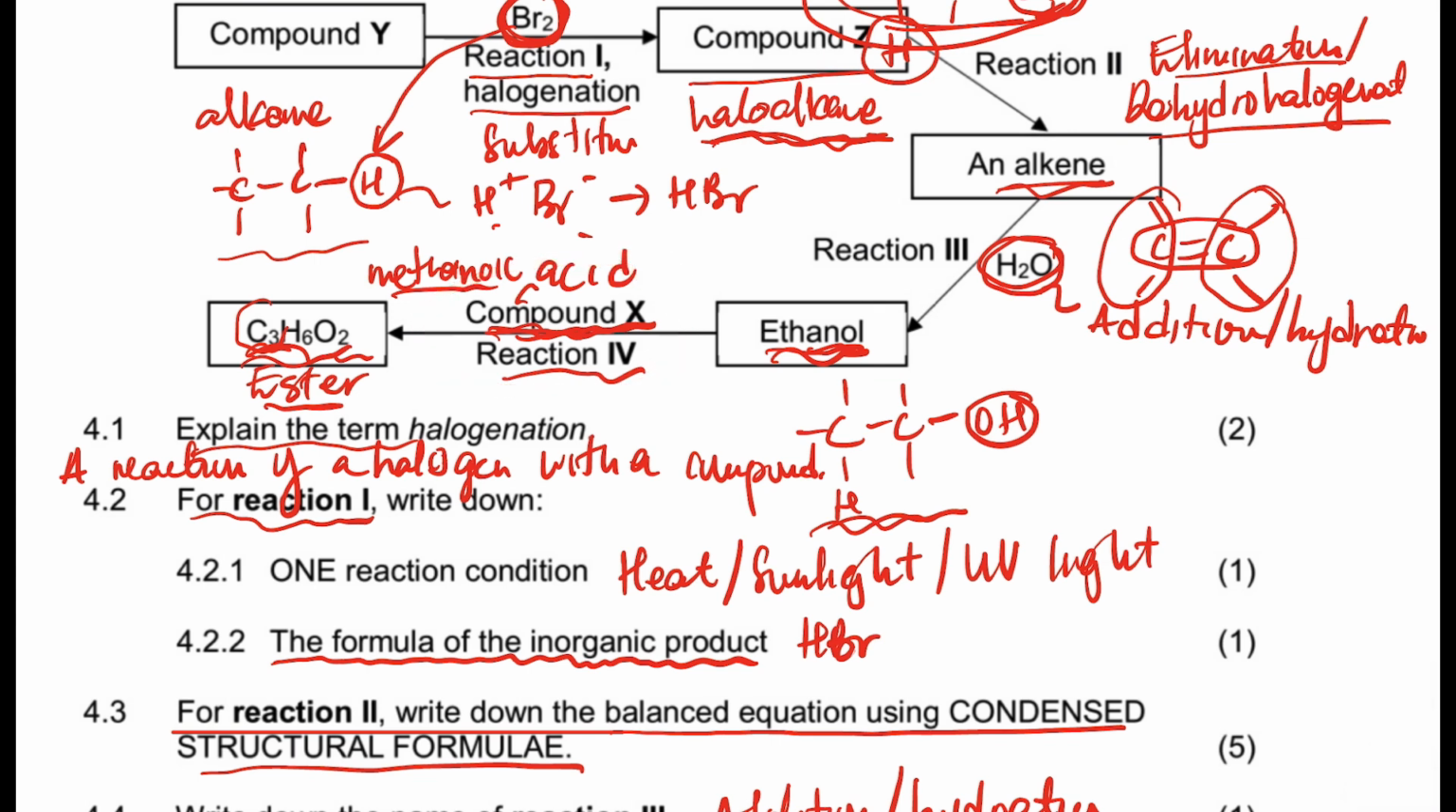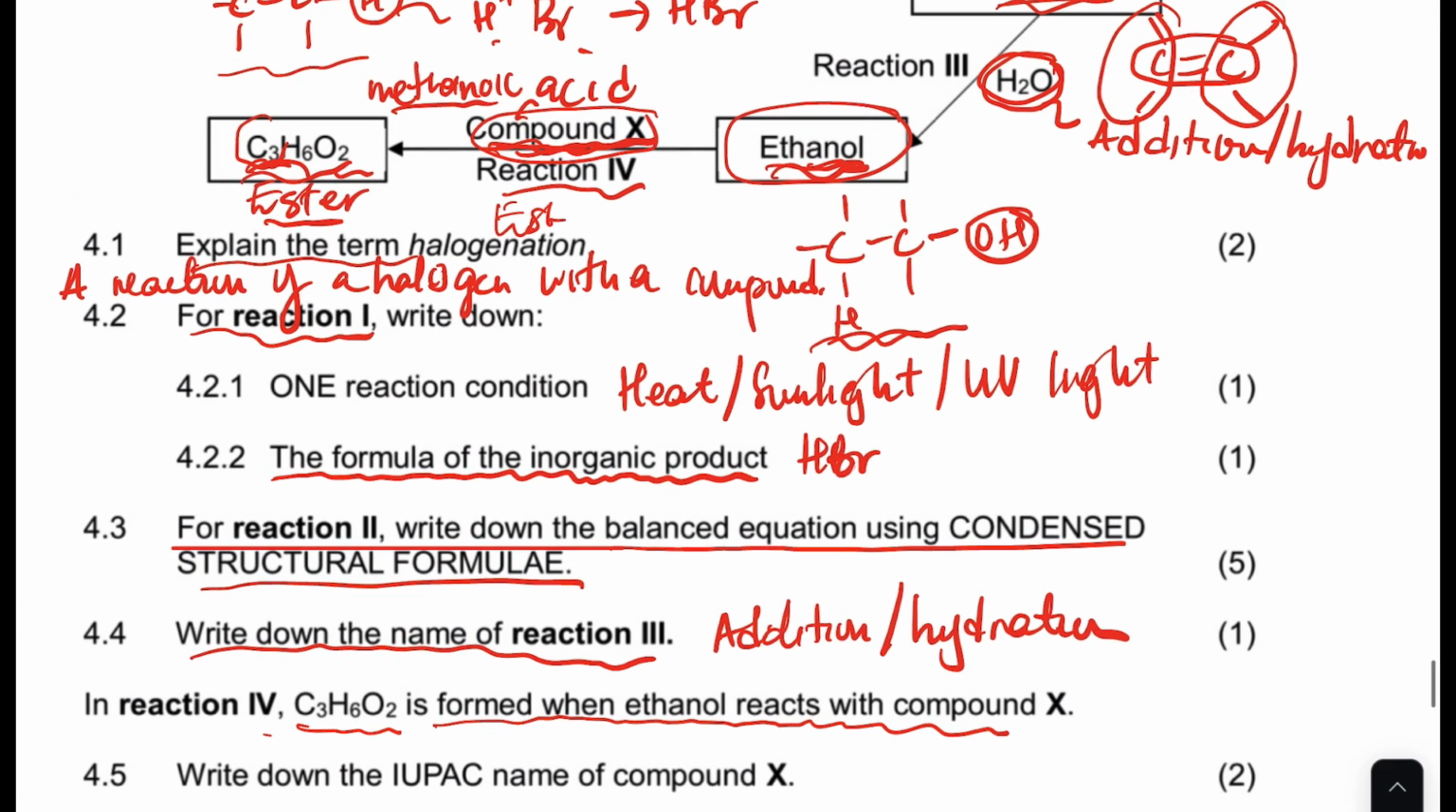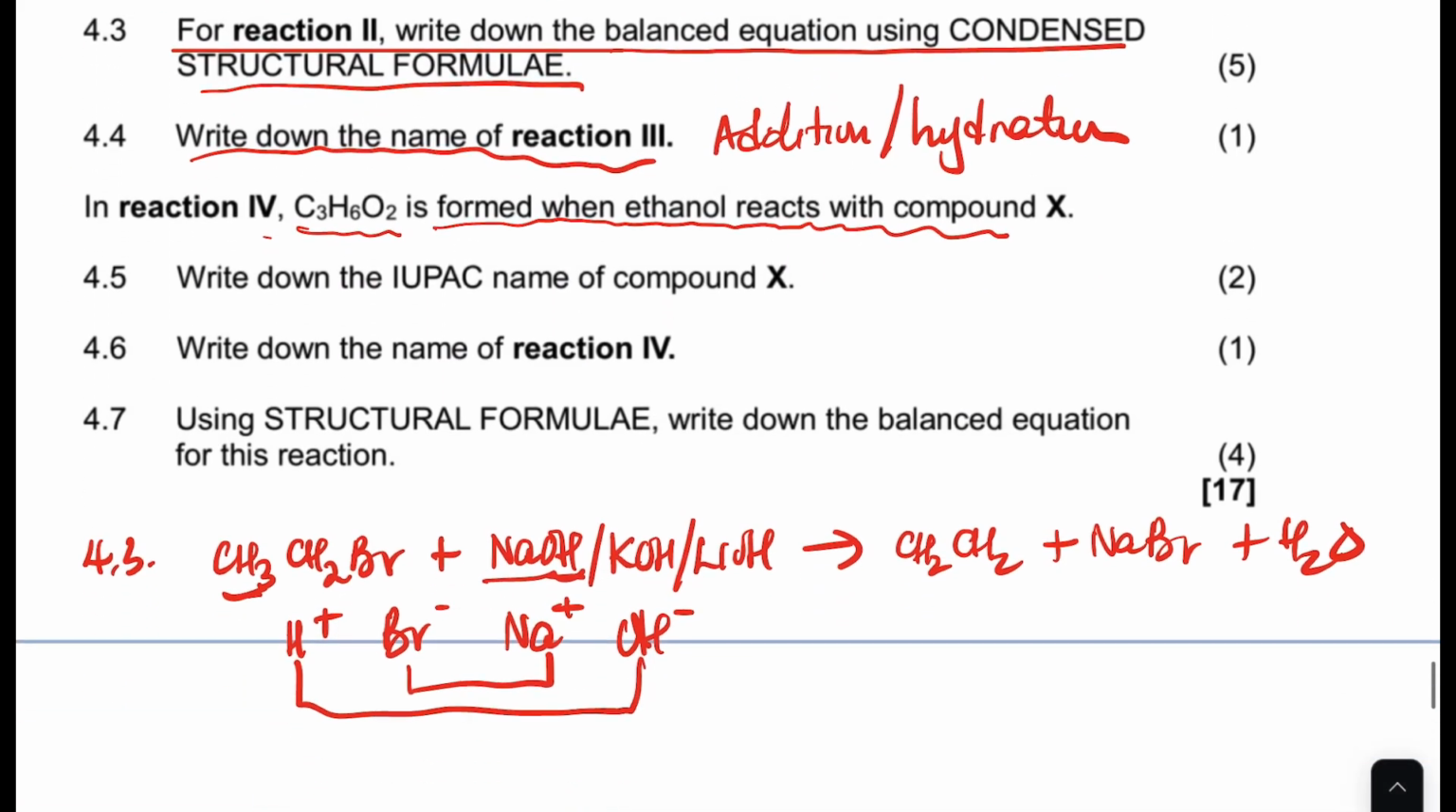Now let's go to reaction IV, which is reaction 4, this one. I've told you, we are producing an ester. So this type of reaction is an esterification, guys. We're adding the carboxylic acid to this alcohol. It's an esterification, okay? It says now, in reaction 4, this compound, which is an ester, is formed when ethanol reacts with compound X. Remember the compound X, I said it's a methanoic acid. It's an acid.